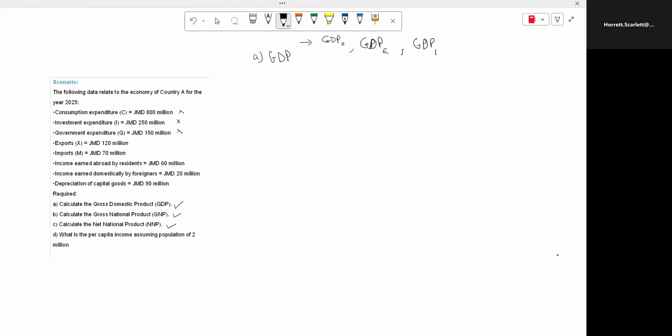Because we have expenditure data by the process of elimination, it means that we need to be looking at GDP-E, because there's no data for GDP-O and there's no data for GDP-I. So GDP-E is going to be equal to consumption plus investment plus government spending plus we are finding net exports. So remember, this is net exports.